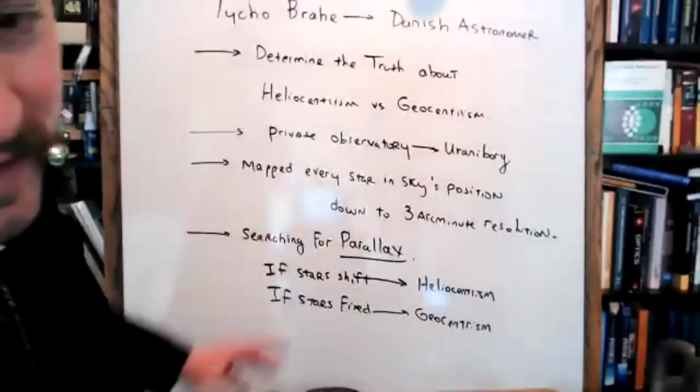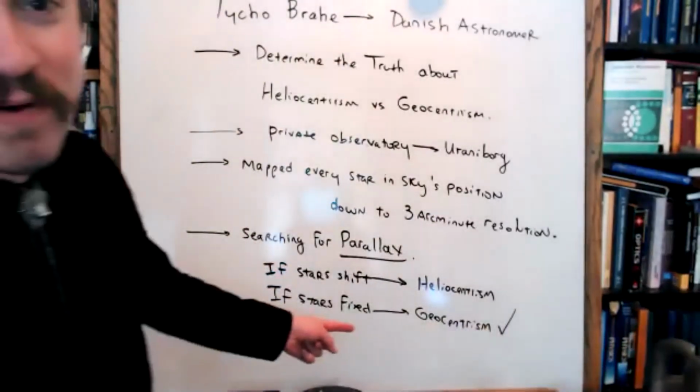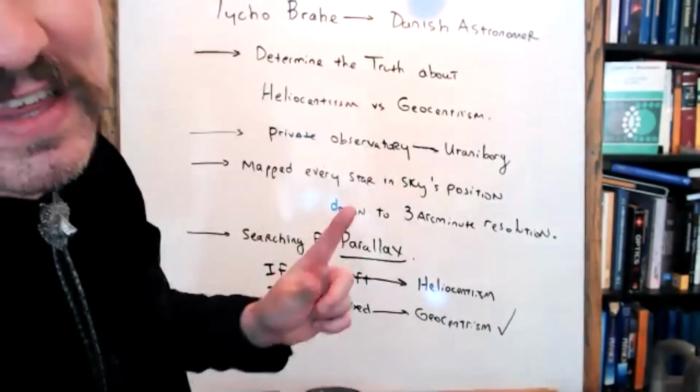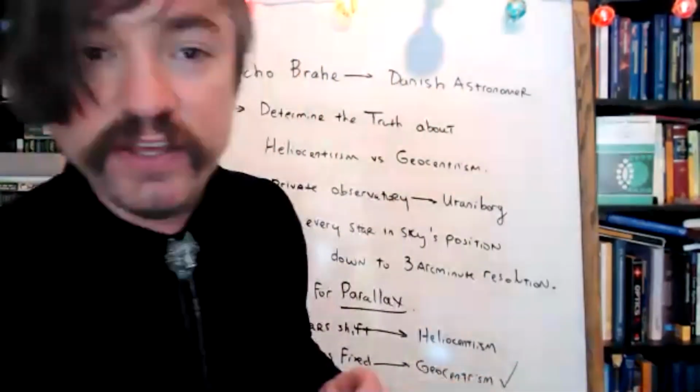Despite this being a brilliant program, he found no stars shifting, and Tycho Brahe, after Copernicus, concluded more or less that the Earth was the center of the cosmos. Except Tycho Brahe, while doing this, made two legendary observations that you guys need to know about.